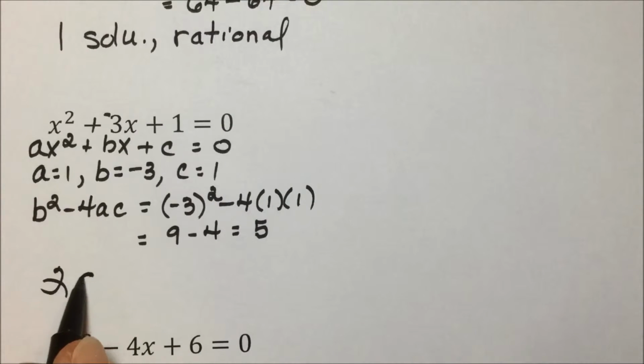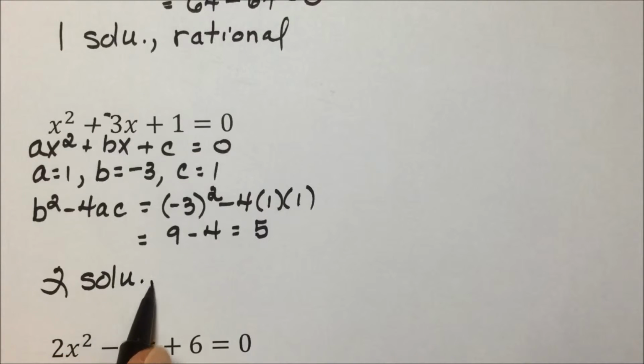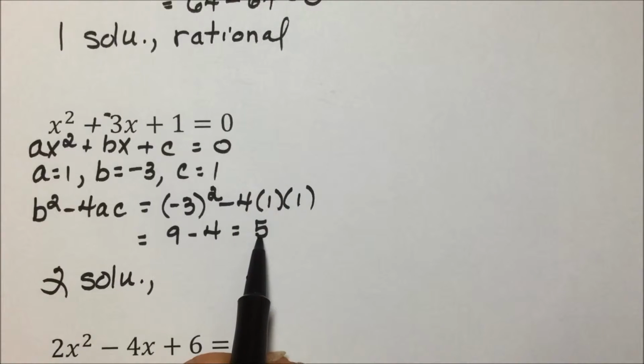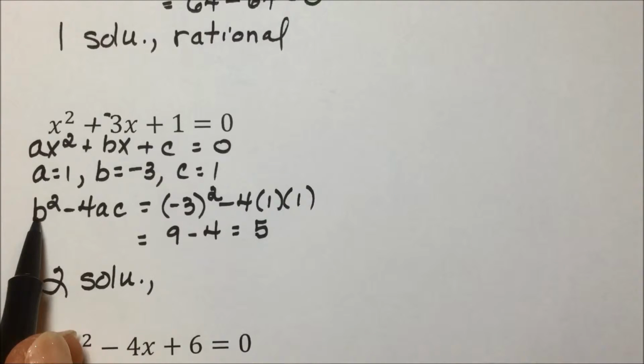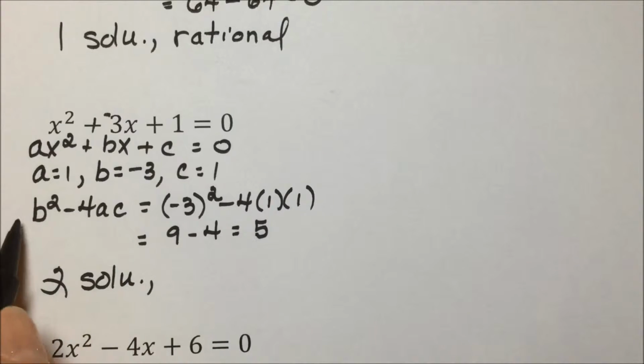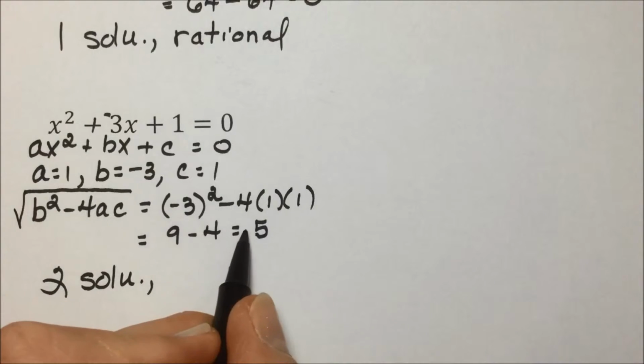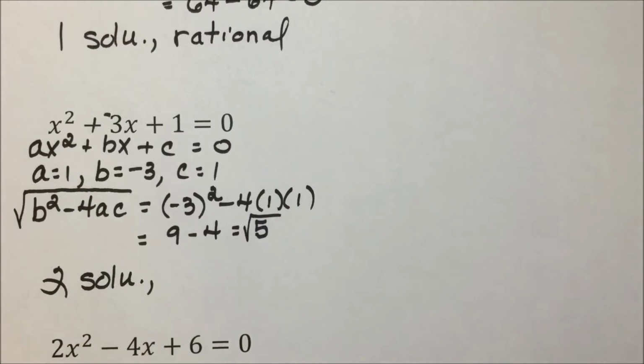So two solutions. And because of the location of the discriminant in the quadratic formula, this is what goes underneath the radical. So when you take the square root of 5, that means we will end up with an irrational number or solution ultimately. So to answer what type they are, we are going to say that they are irrational conjugates.